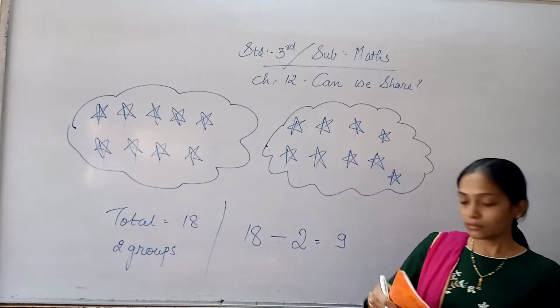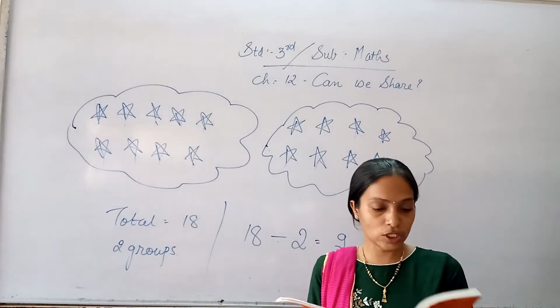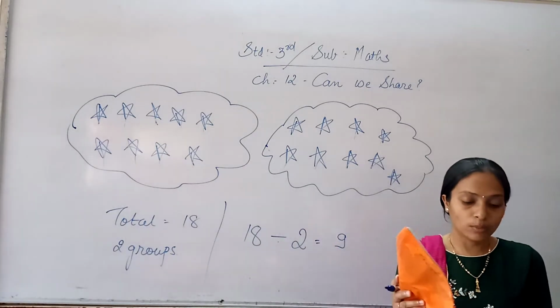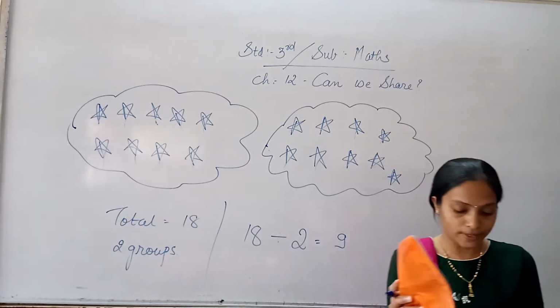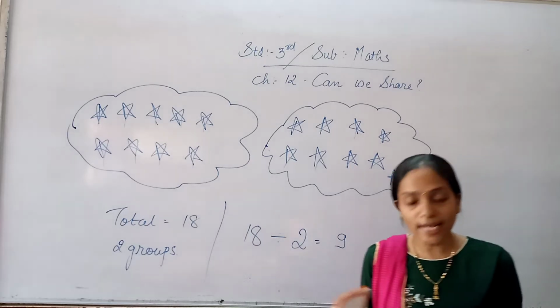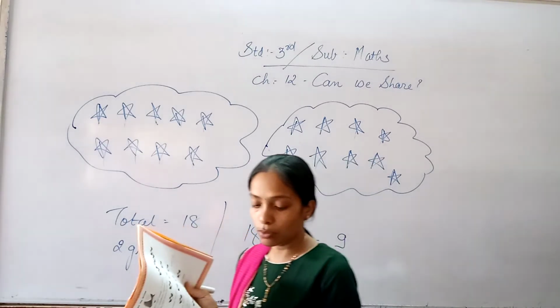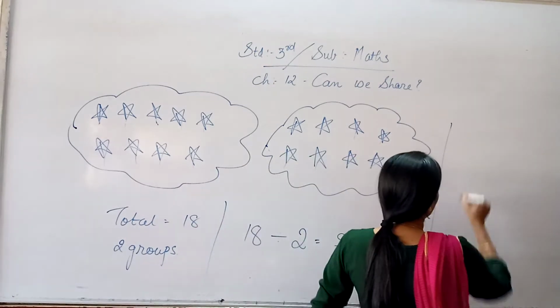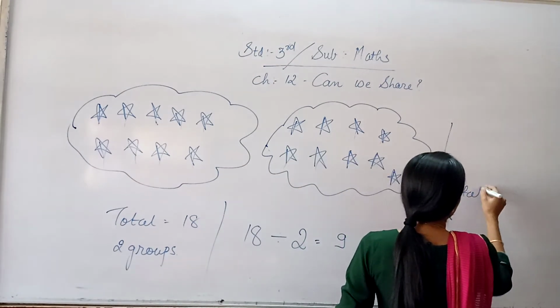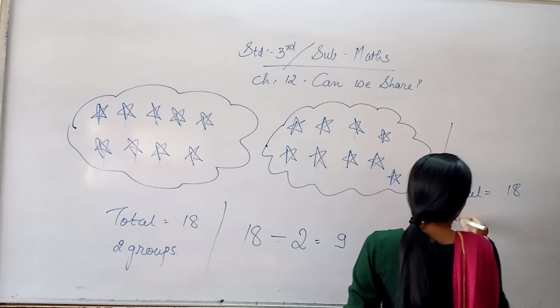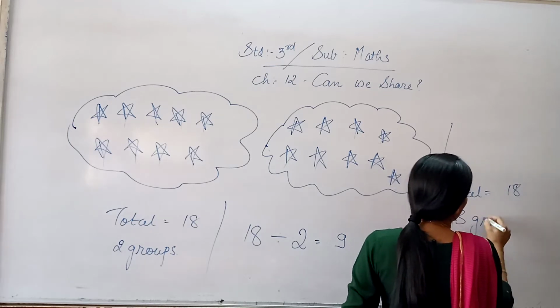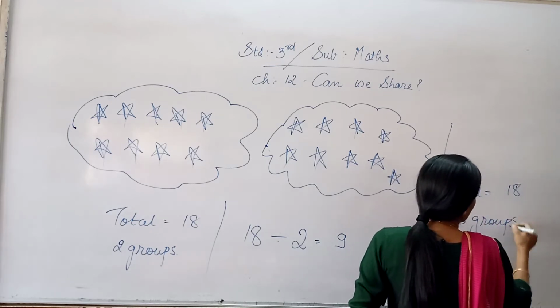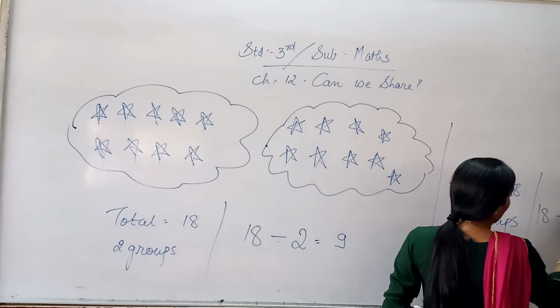Okay, this way the next one, draw the beads, put them into 3 equal groups. Here total beads are 18 and you have to divide them into 3 equal groups. Okay, beads are given, total beads are 18 and you have to divide into 3 groups. So what you will do, 18 divided by 3.